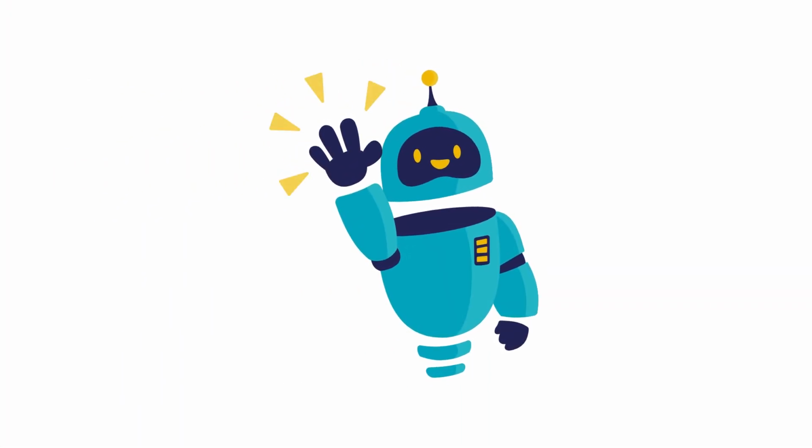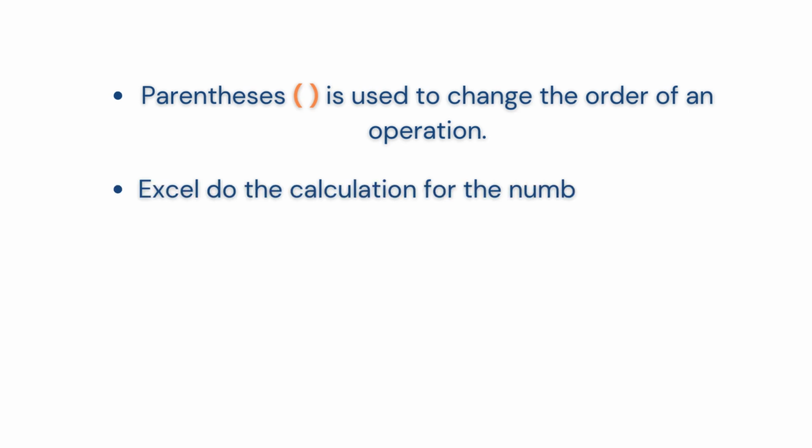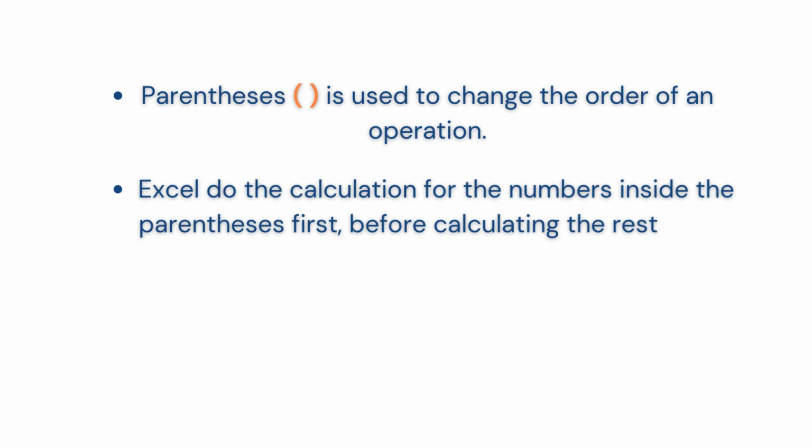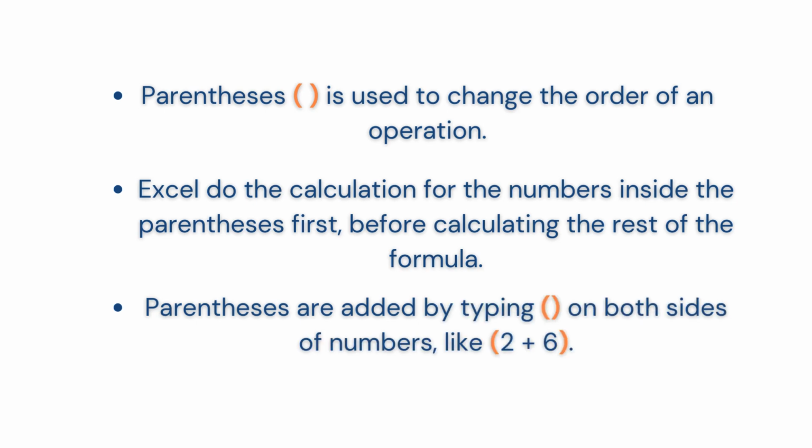In this video, let's learn the importance of parentheses while performing arithmetic operations in Excel. So let's get started. Parentheses are used to change the order of an operation. The calculation is done for the numbers inside the parentheses first before calculating the rest of the formula. Parentheses are added by typing brackets on both sides of numbers, like 2 plus 6 here.